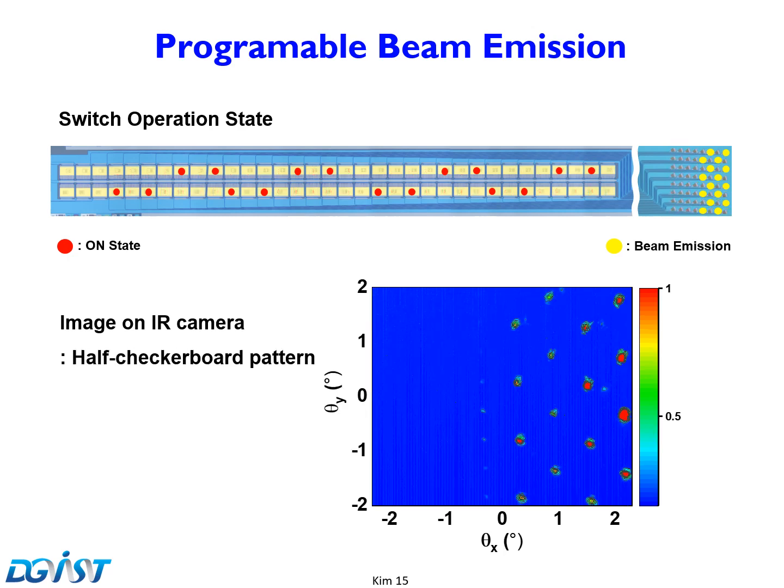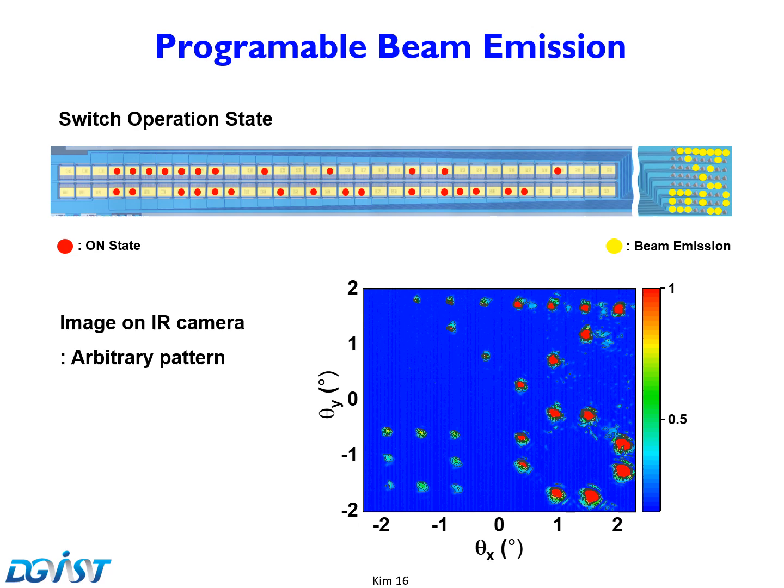Let's make some patterns. By programming the switch configurations, we can achieve some uniform patterns. The red dot indicates the on-state switches. Then what about arbitrary pattern projections? By just changing the switch configurations, a simple shape pattern projection is performed.